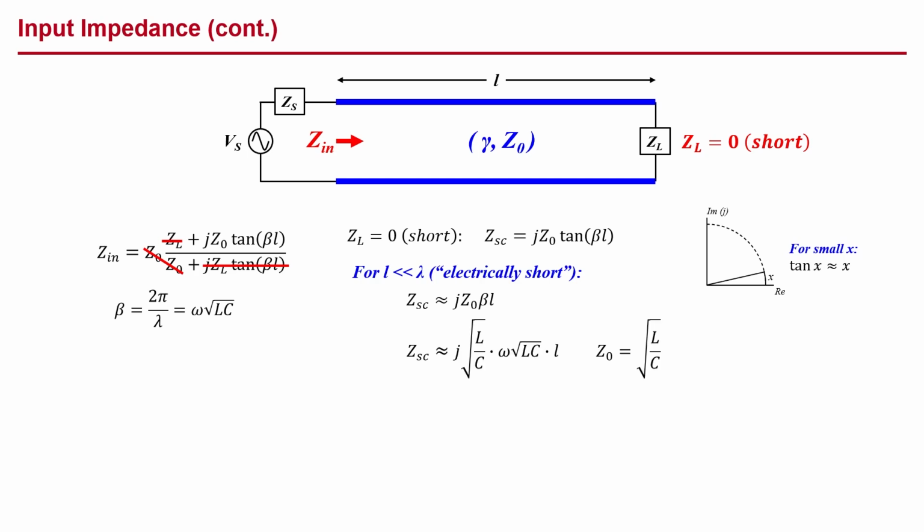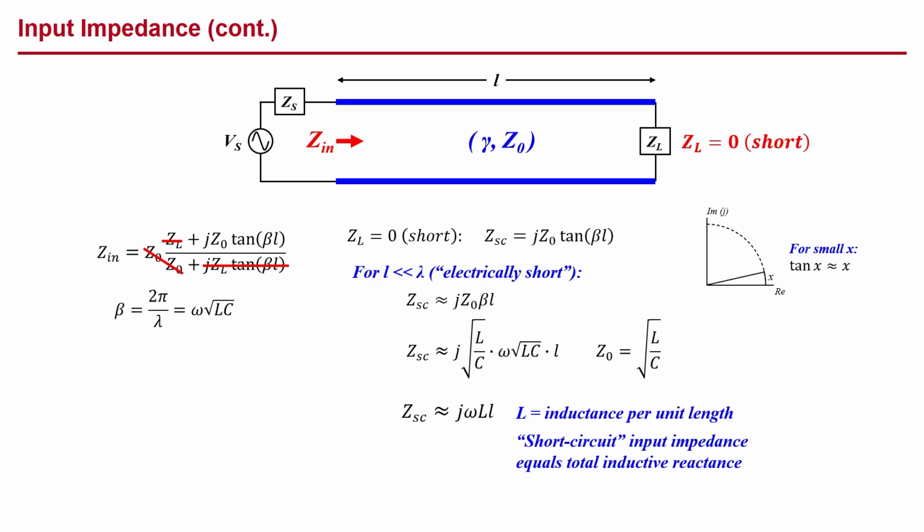We can make substitutions for Z naught and beta, I told you it would come in handy, to get that the short circuit impedance equals the inductive reactance. Note that capital L is the inductance per unit length, and multiplying it by lowercase l gives the total inductive reactance.